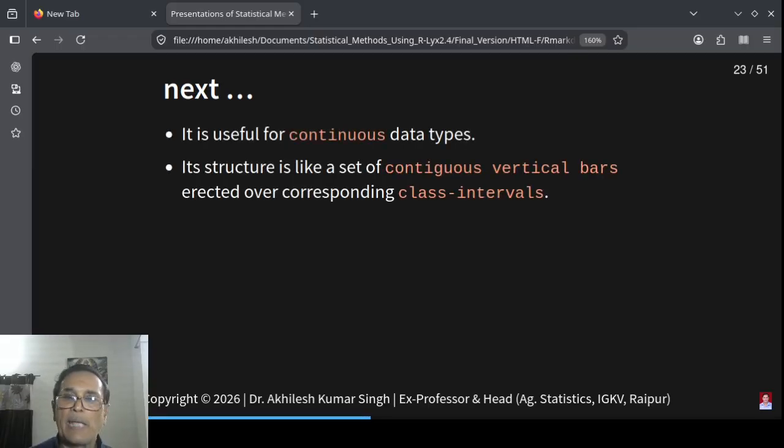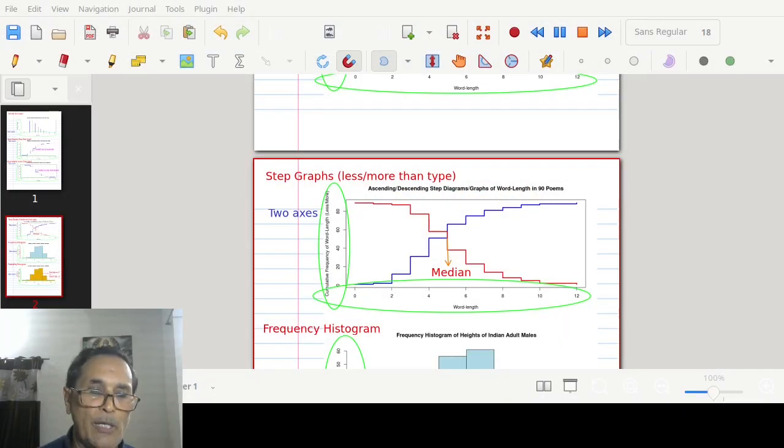Its structure is like a set of contiguous, not continuous, contiguous, nearby each other. Contiguous means nearby each other, adjoining each other. So contiguous vertical bars are erected over the corresponding class intervals. I'll show you how. Let me briefly go there and I'll show you.